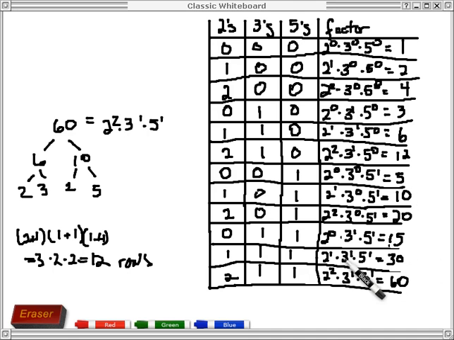3 times 5 is 15, 2 times 3 times 5 gives me 30, and finally 2 squared times 3 times 5 gives me the 60, which was the number I started with. So we start with 1 and end with the number I started with.